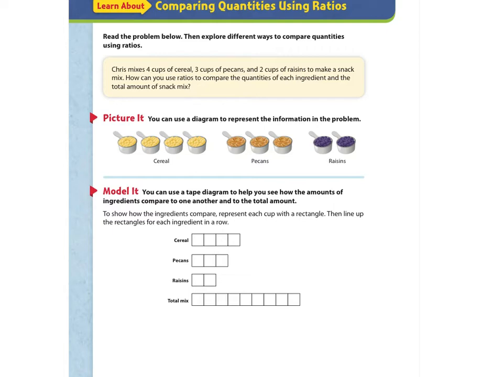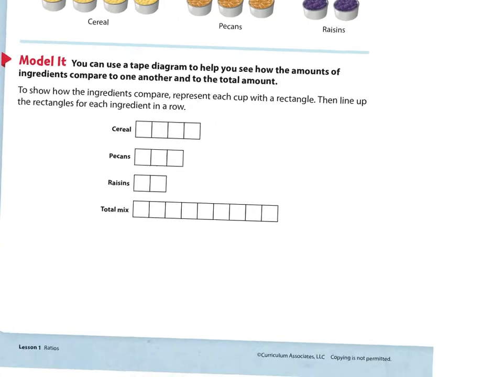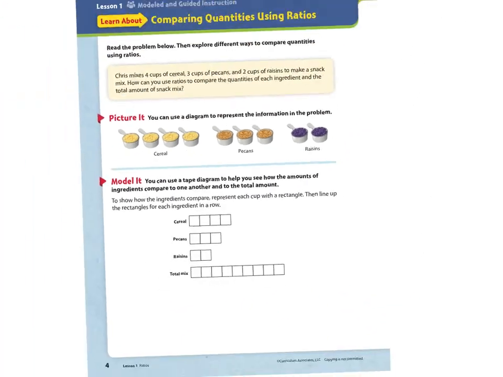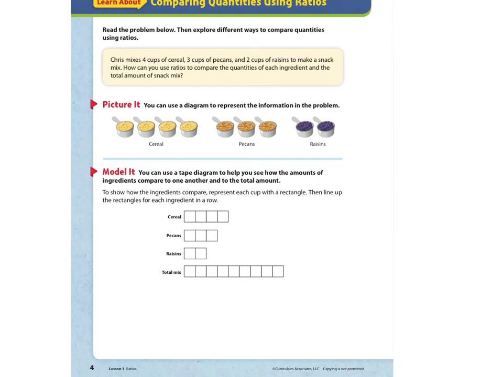Okay, so we're going to go ahead and start. Again, make sure I'm on the right page, page 4, which is the third page in your packet. Chris mixes 4 cups of cereal, 3 cups of pecans, and 2 cups of raisins to make a snack mix. How can you use ratios to compare the quantities of each ingredient and the total amount of snack mix?